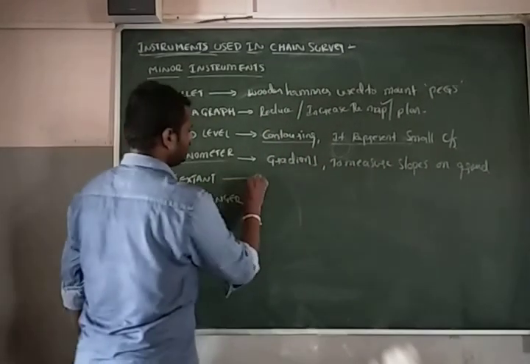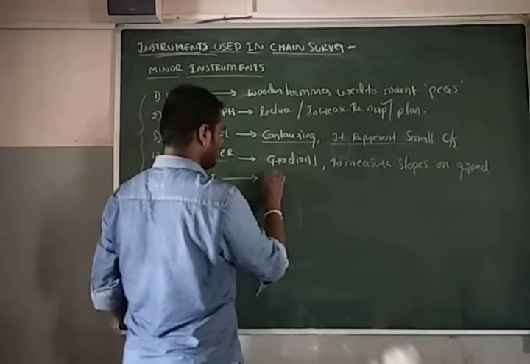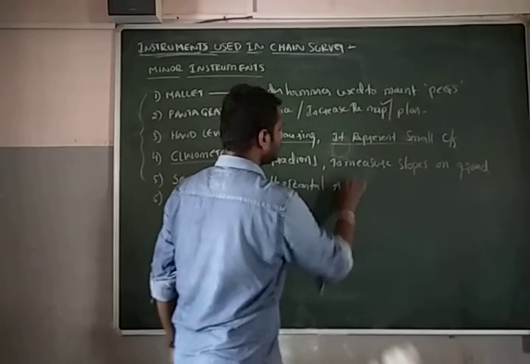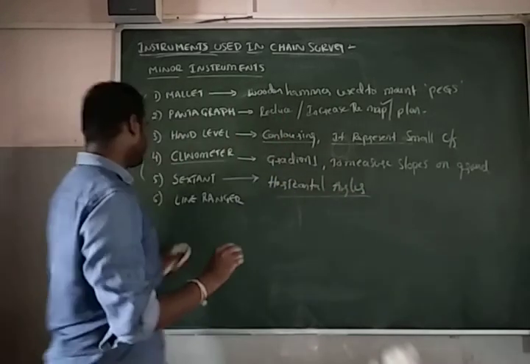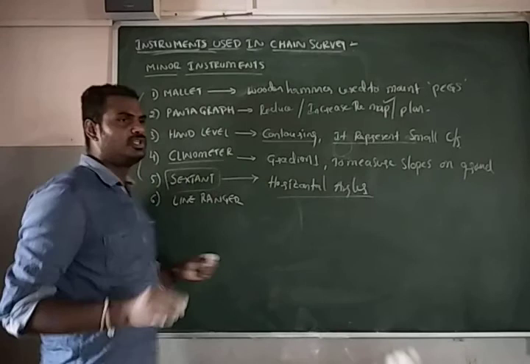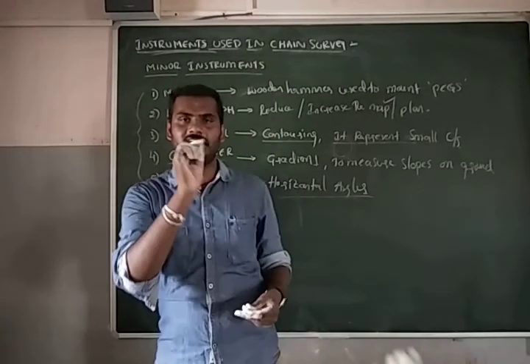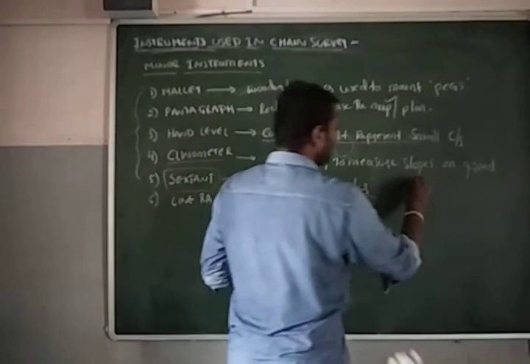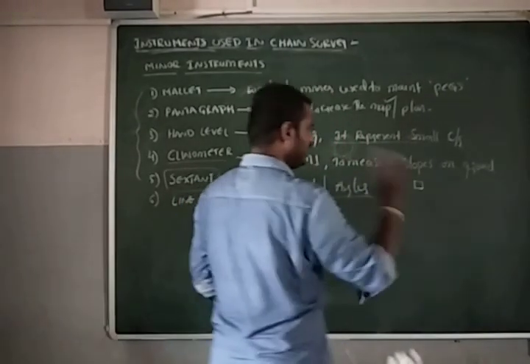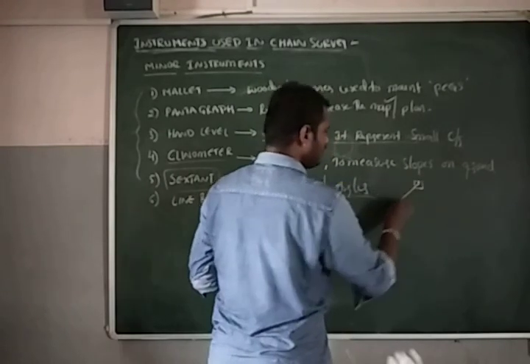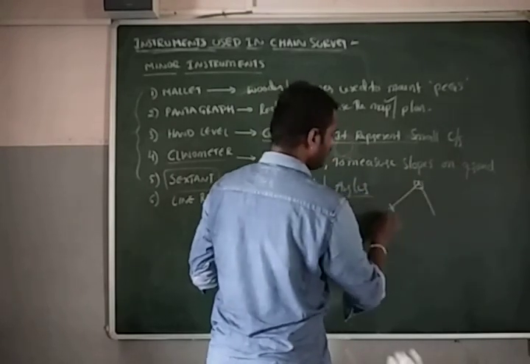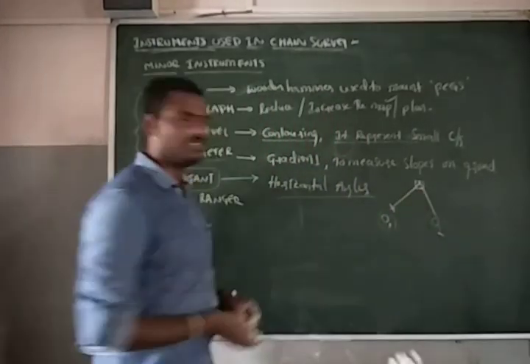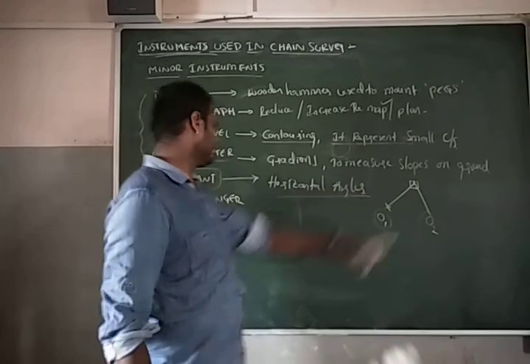Then sextants. Sextants are especially useful to measure horizontal angles. One more best advantage of this sextant is to observe two different objects at a time. In a single observation you can see two different objects. For example, if you fix the sextant somewhere here, from a single observation you can see two different objects, object 1 and object 2. O1 and O2 can be observed in a single attempt by using the sextant.